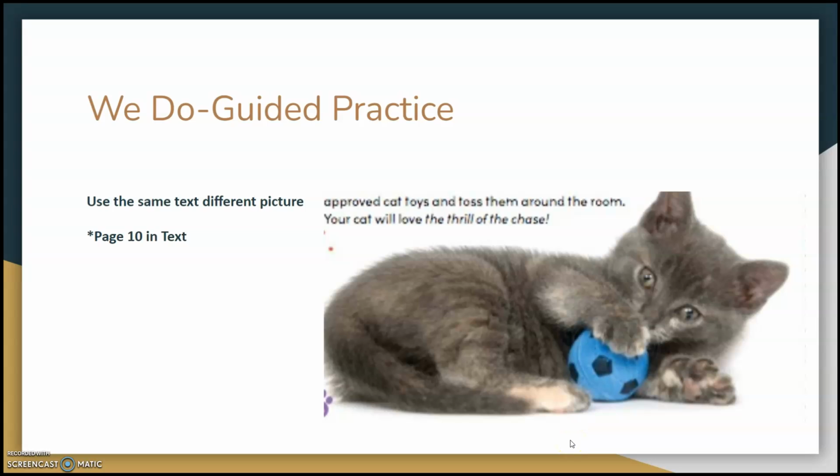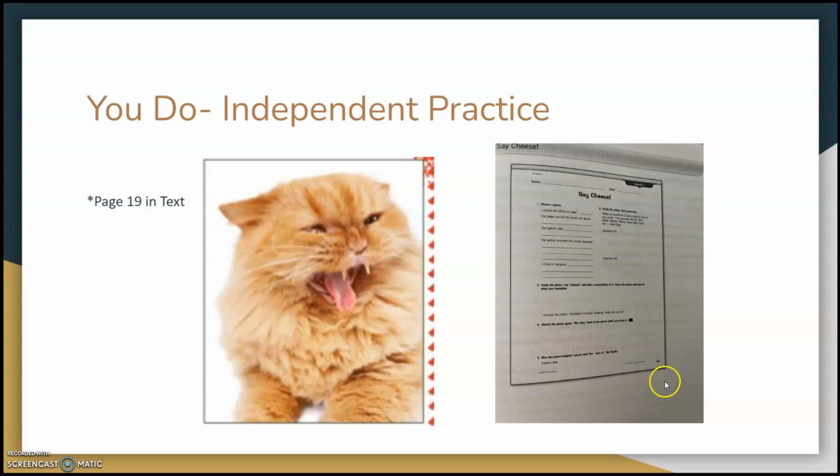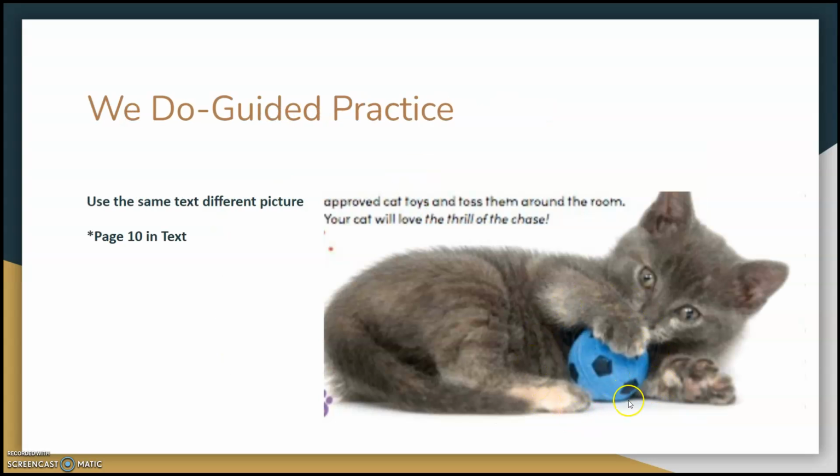And then after a few minutes, you'd have them come back together and you could make a list as a class about all the different observations in this picture. One observation could be there's a gray cat in the picture. Another could be there's a blue ball in the picture. And then you would say, okay, based on those observations, what do you think this page is going to be about? What is the author trying to show us? What is this page about?